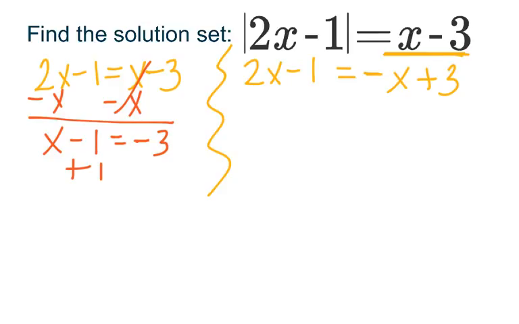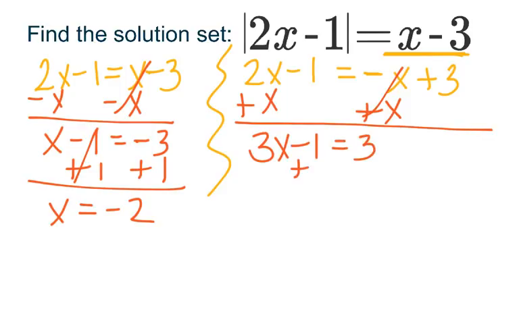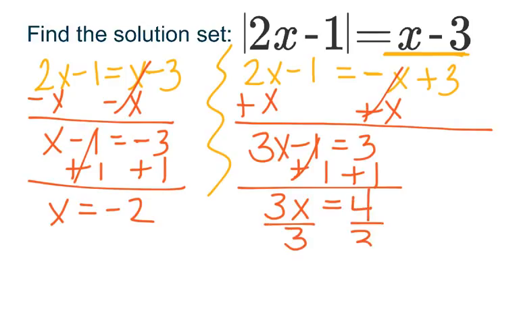Then I just get the x by itself. So I get that x is -2. Over here, pretty much the same steps. And now I do get a fraction, that's okay. This is a repeating decimal, so I don't want you to write it as a decimal, you'd have to round, so I want you to leave that one as a fraction.